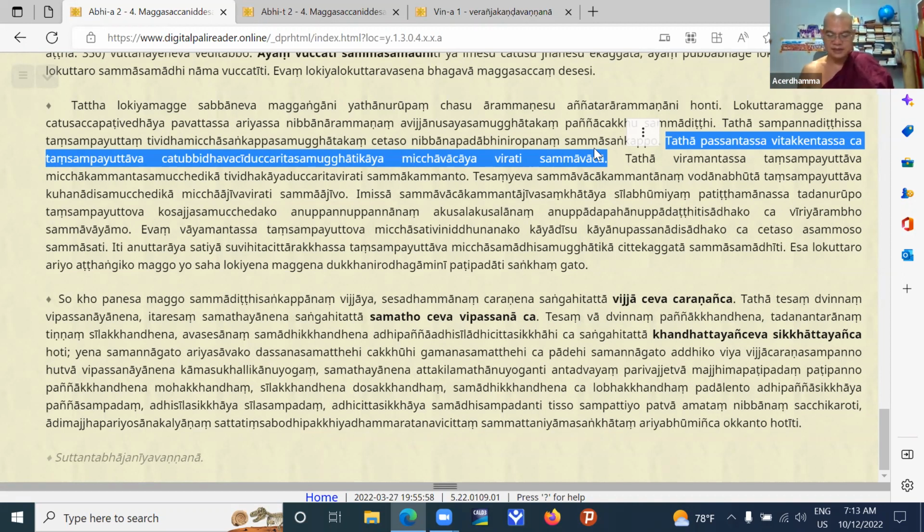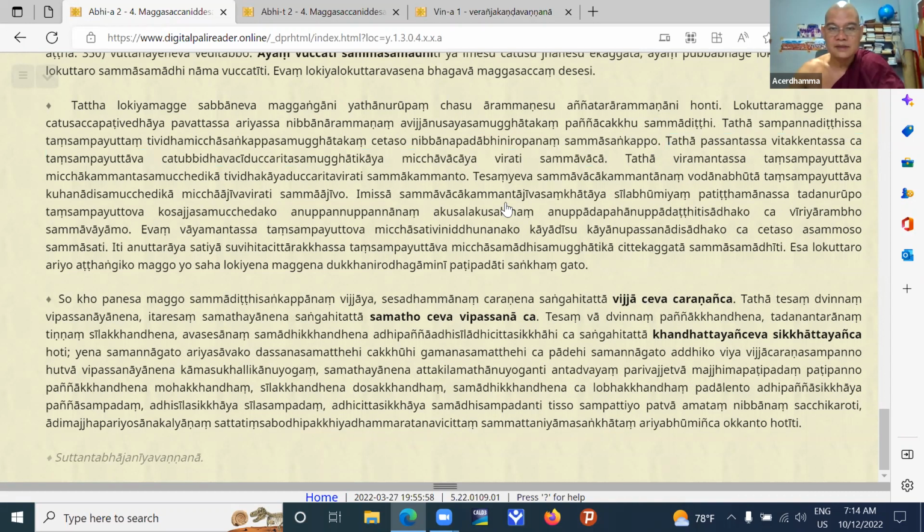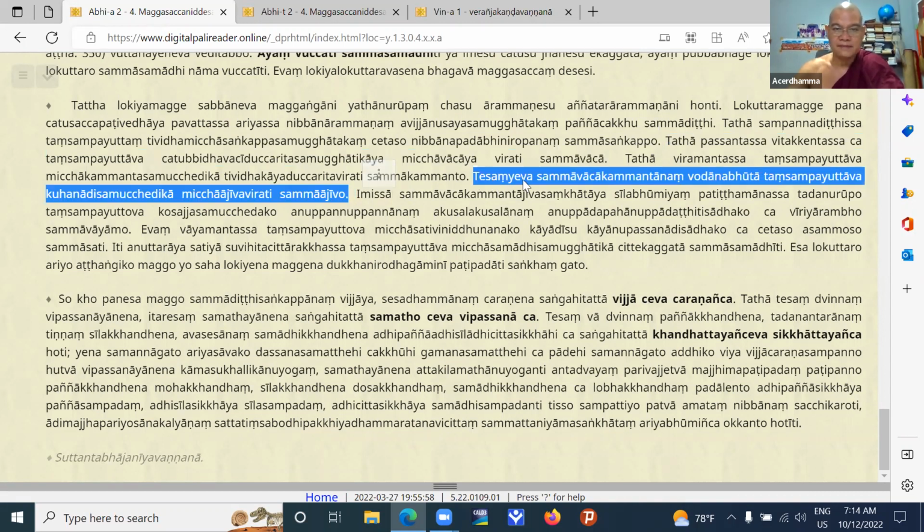Tassa viramantassa tassa abbhuṭṭhāya, arising together, associated with that, with sammā vācā here. Sammā kammanta arises. Abstaining from three kinds of kāya duccarita, sammā kammanta arises. So sammā kammanta also arises together with sammā vācā. Those two, sammā vācā and sammā kammanta, and sammā ājīva.